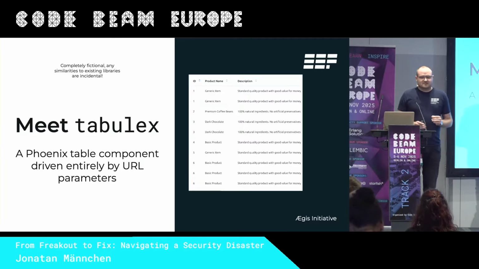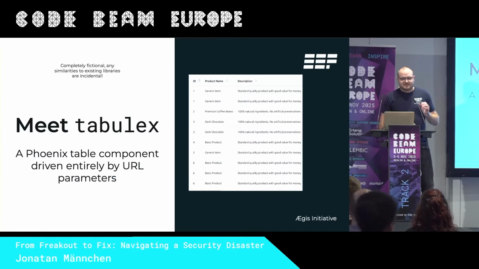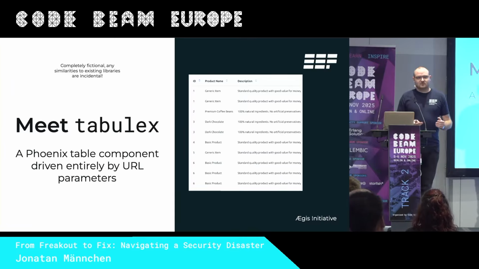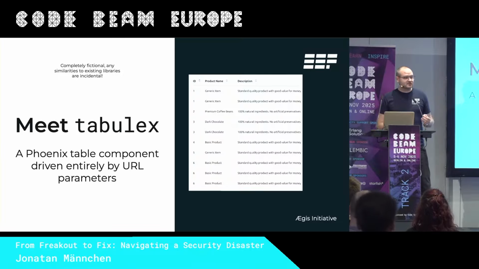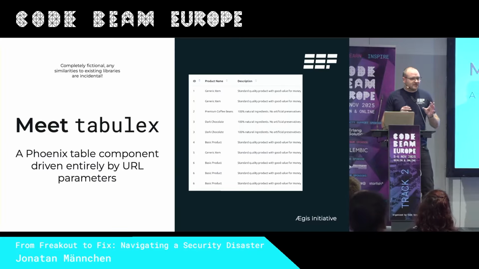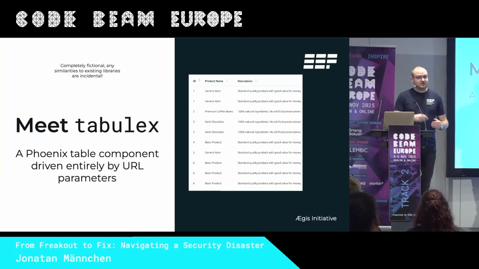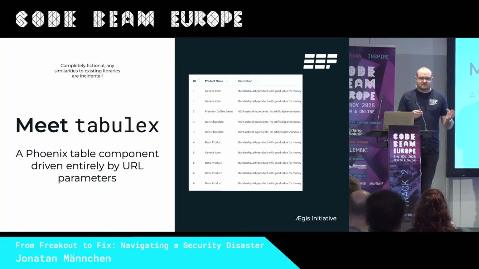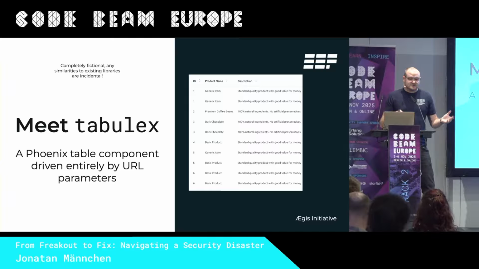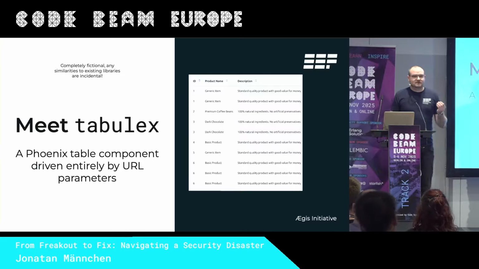Before we dive into the chaos, let me introduce Tablix. Tablix is a completely fictional Phoenix component, and it powers a data table whose entire state, so sorting, filtering, and even pagination, is encoded right into the URL. With every click you do in this component, the URL updates to reflect exactly what you're looking at. There's no server-side sessions or anything. The URL is just a single source of truth, which is quite neat because you can share these URLs as snapshots to everybody else and they're going to see the same thing. But as we'll see, that magic can also carry some unexpected dangers.